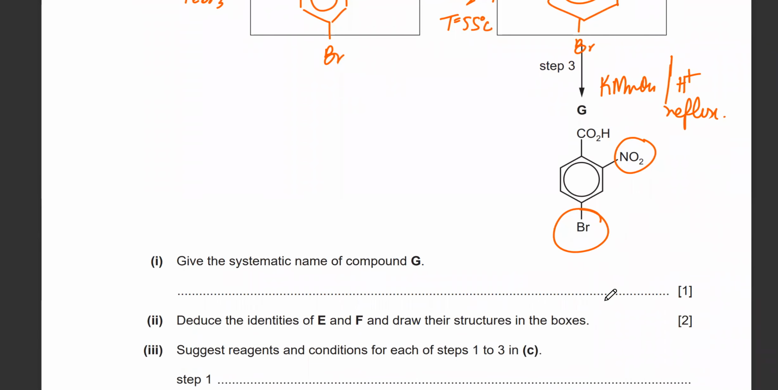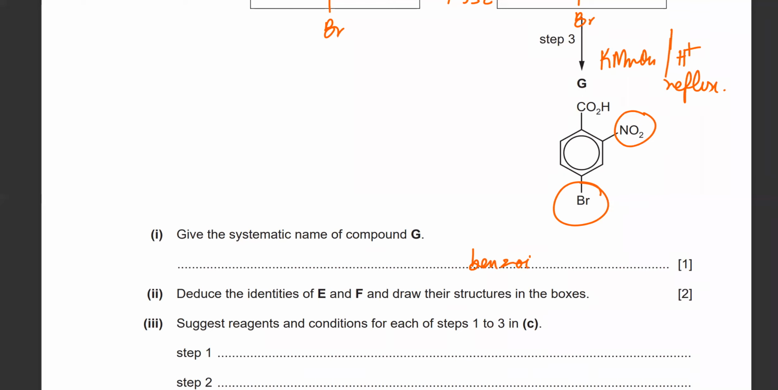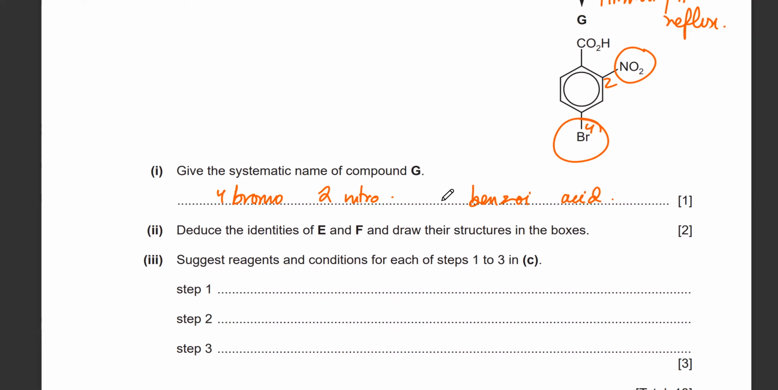So give the systematic name of compound G. Now this is benzoic acid, because it's a carboxylic acid with benzene. So this one is benzoic acid, and it's got 2 branches. One is at 2 and the other one is at 4. So alphabetically, bromine comes first, so it's 4-bromo and 2-nitro benzoic acid. And suggest reasons, we already did that, and so that's pretty much it.